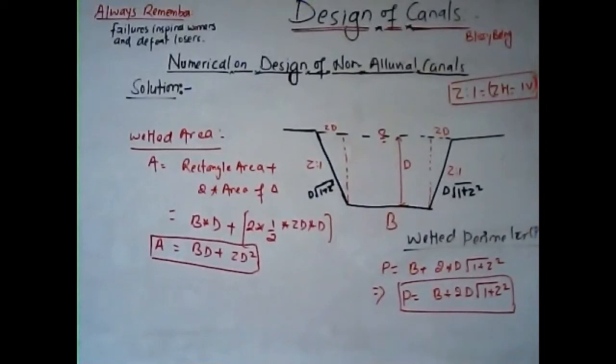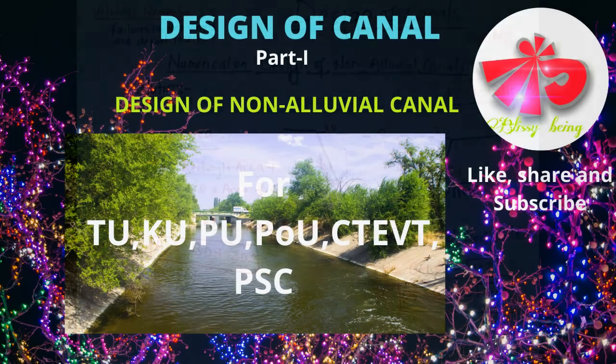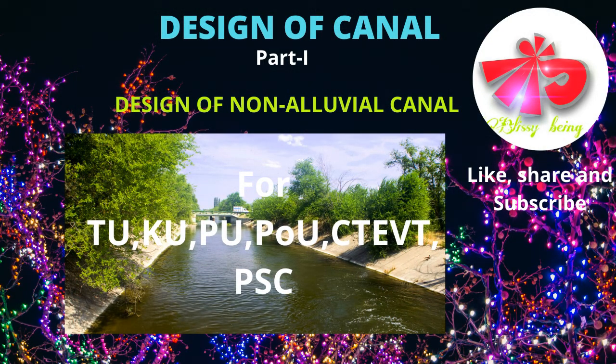So the weighted parameter is B plus 2D root of 1 plus Z square and the weighted area is BD plus ZD square. One thing you need to know, the major thing, is that you can easily derive this from this figure. We have assumed that the side slope of the canal is Z to 1, that is Z horizontal to 1 vertical. So if you go Z horizontal distance, then you take 1 vertical. This is the assumption.